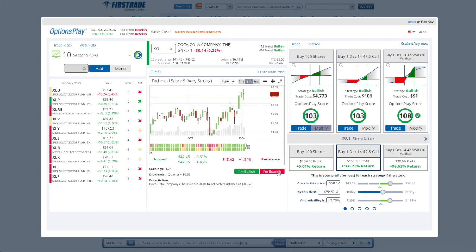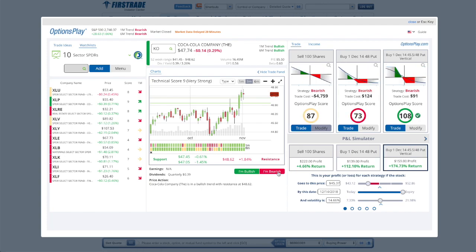Conversely, if I'm bearish on Coca-Cola, I can click on the bearish button, and now I'm going to be presented with 3 bearish strategies, such as shorting the stock, buying a simple put option, which is a simple option strategy, or again, trading a more complex debit spread, a put vertical here in this particular case. Again, I can use the P&L simulator to decide where I think the stock will head to. So if I have a target price of $45 and I expect that move to happen maybe by the end of November, and if you have some volatility assumptions, you can put that in and quickly see which strategy here on the right gives me the highest return.